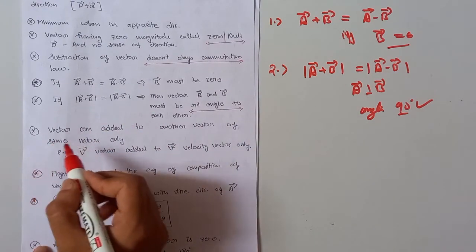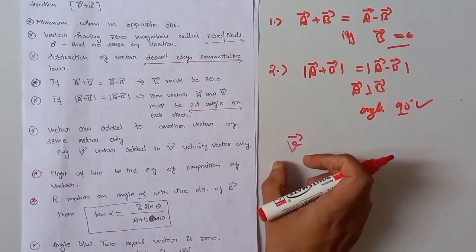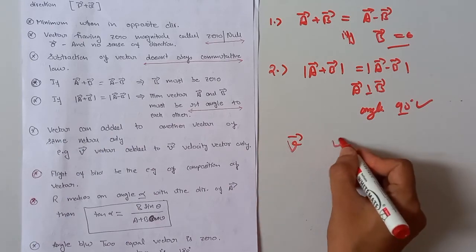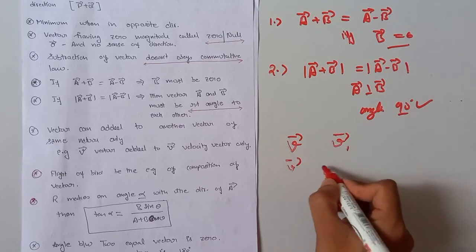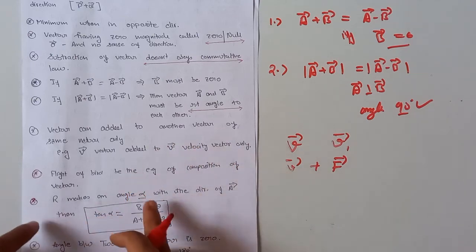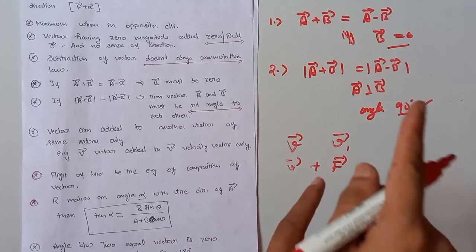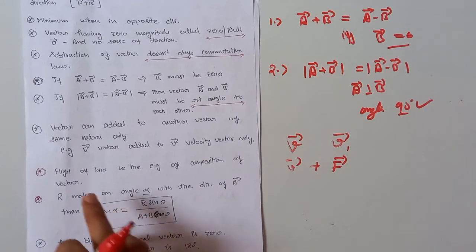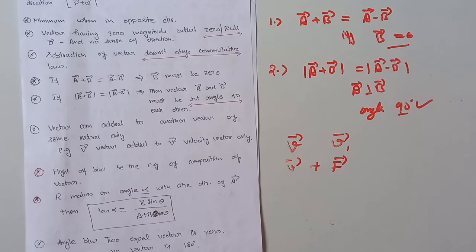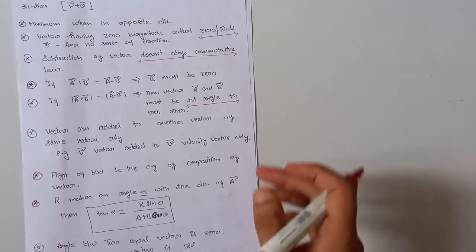Our next key point is that a vector can add to another vector of the same nature only. Let vector V be the velocity vector. This vector can add to another vector of the same nature, that is, another velocity vector. The velocity vector does not add to any force vector, displacement vector, etc. So this property tells us that a vector can add only to another vector of the same kind. Our next key point is that the flying of a bird is an example of composition of a vector.